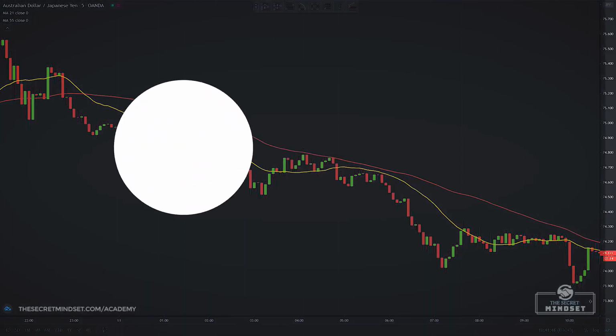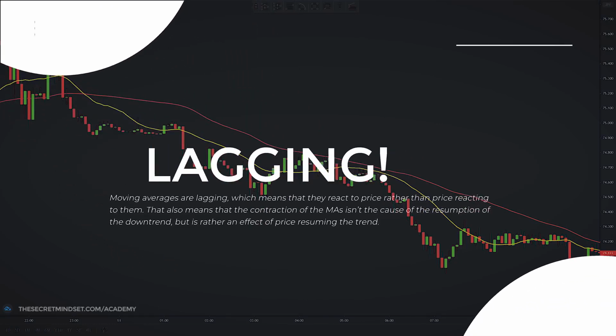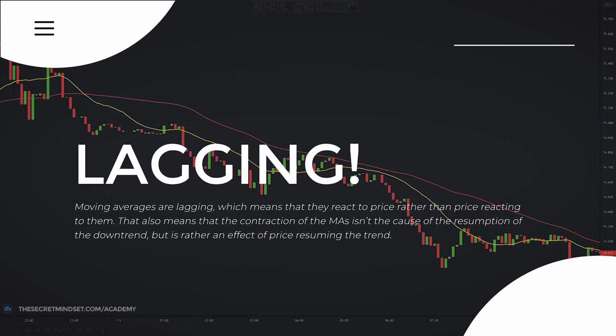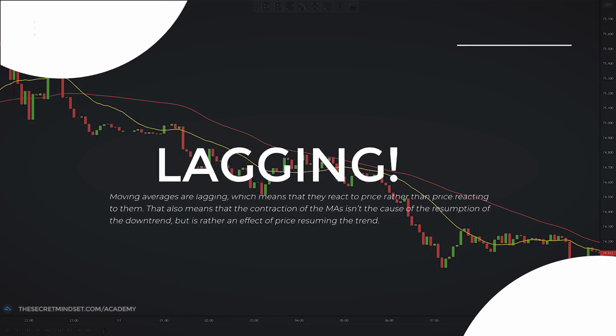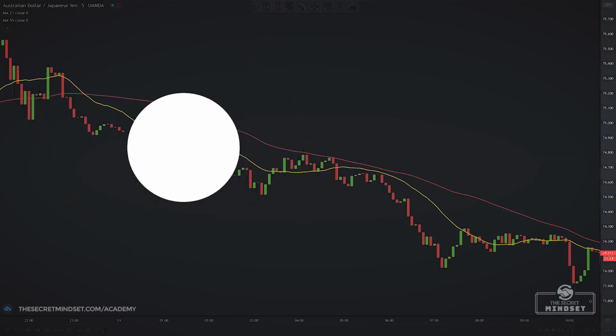Keep in mind that, like most technical indicators, moving averages are lagging, which means that they react to price rather than price reacting to them. That also means that the contraction of the moving averages isn't the cause of the resumption of the downtrend, but it's rather an effect of price resuming the trend.